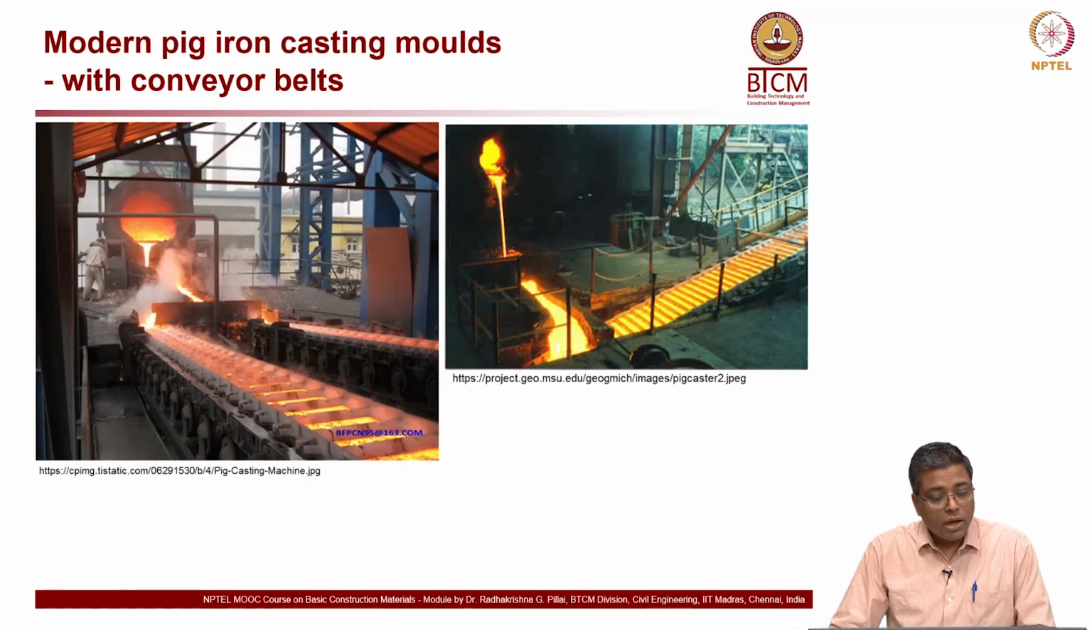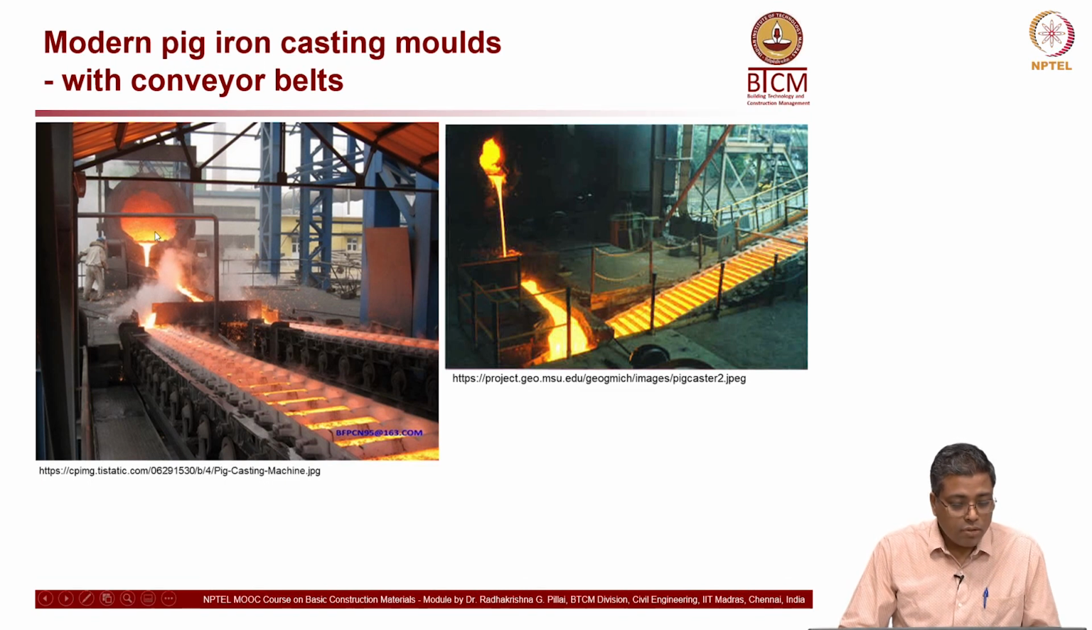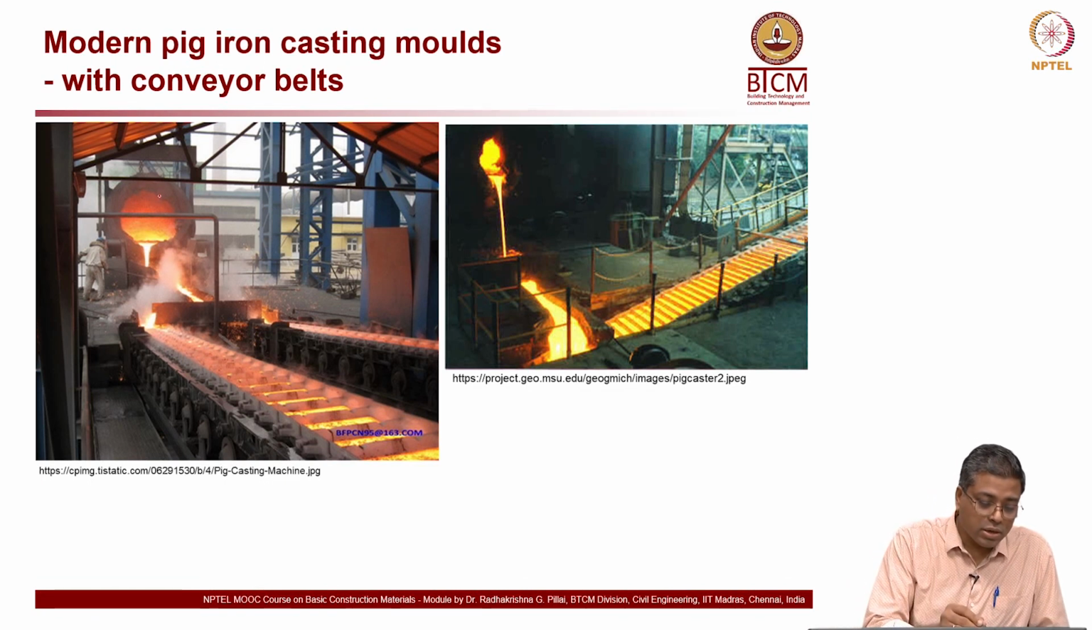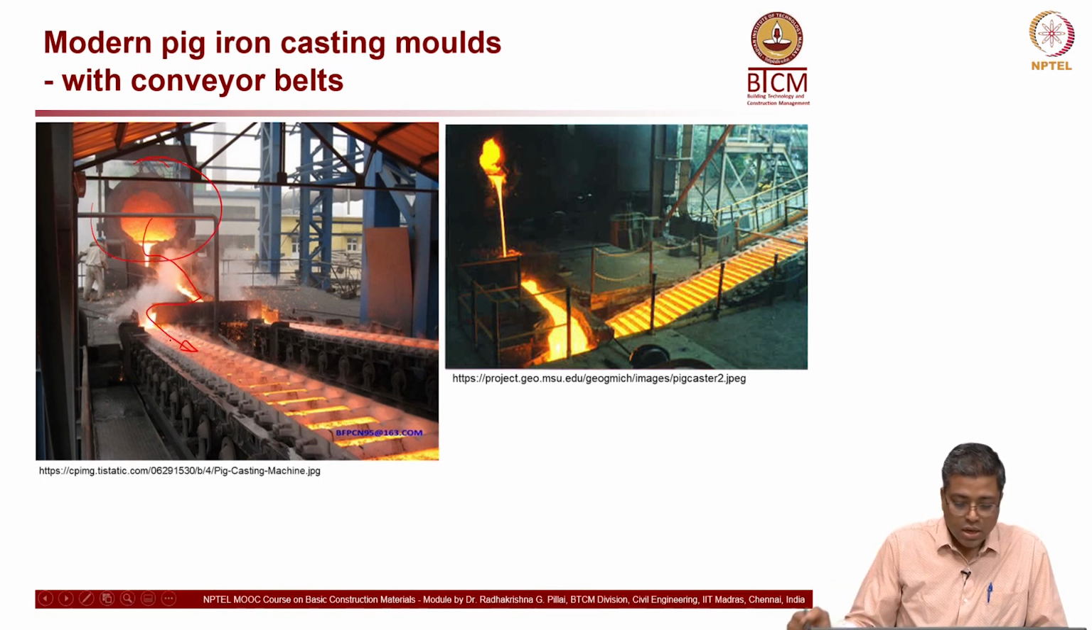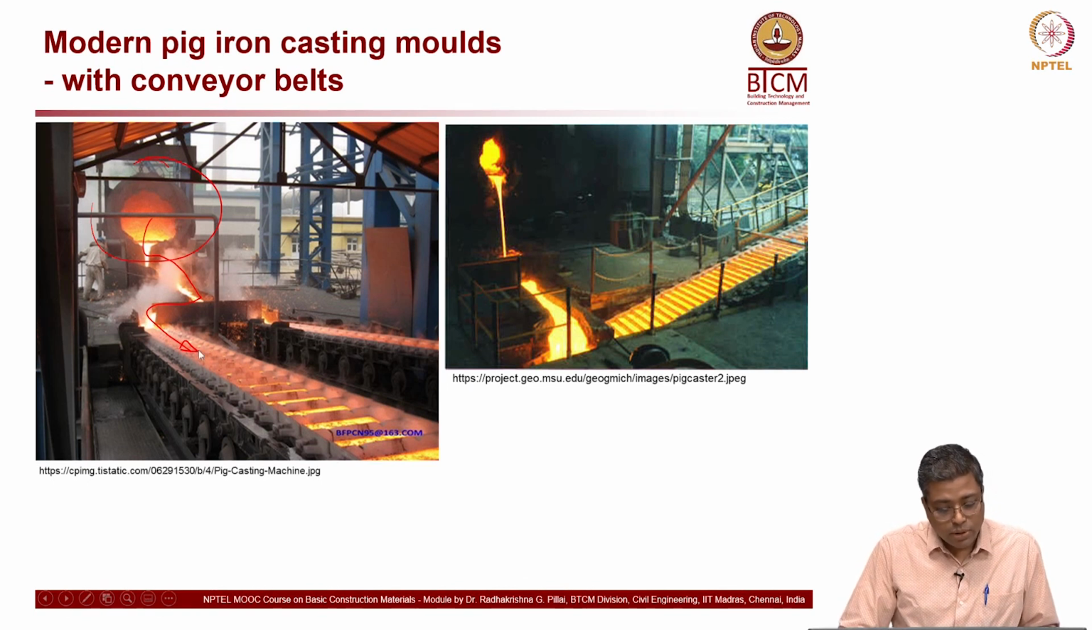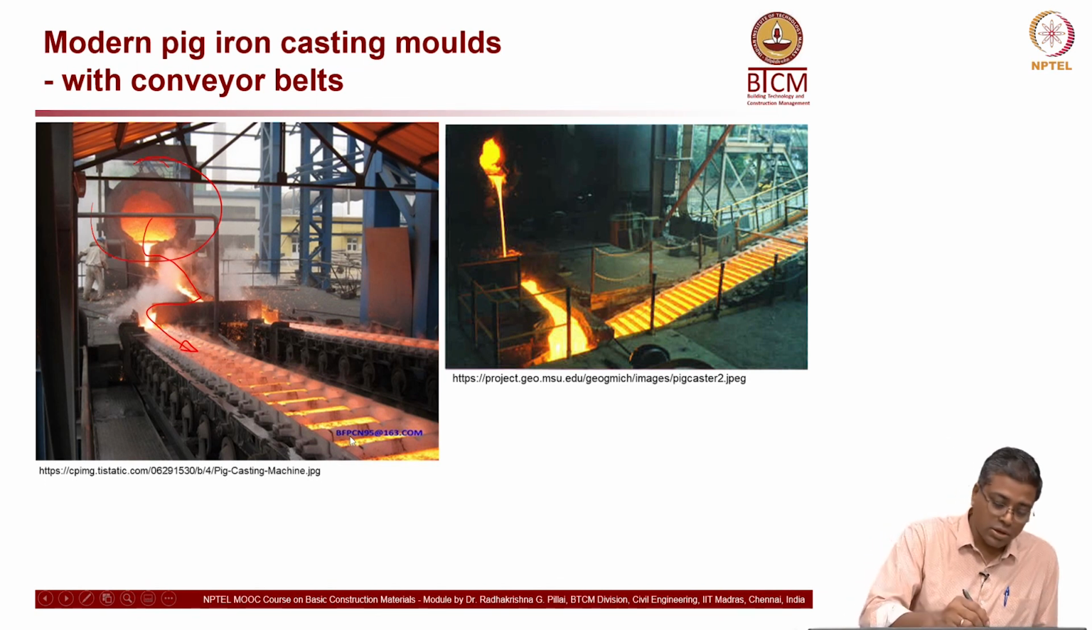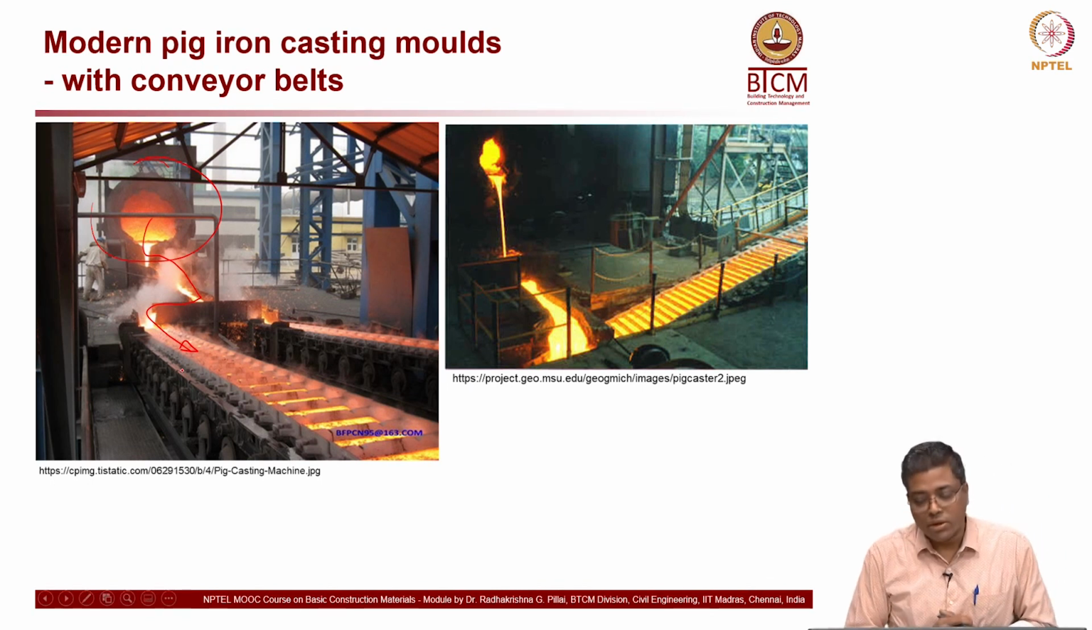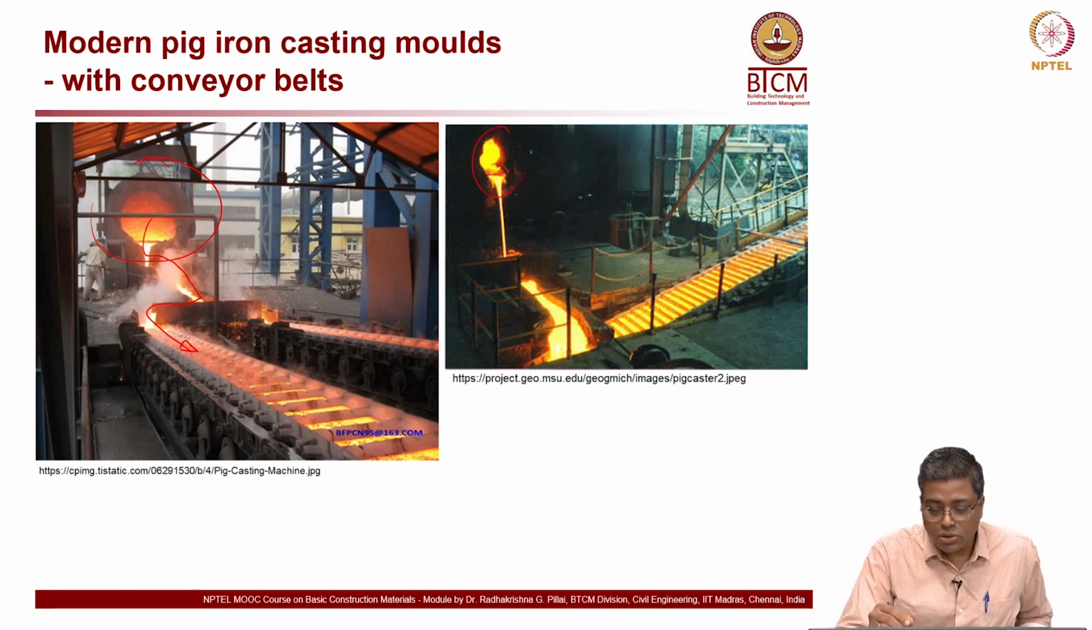Now, this is a modern pig iron casting mold, where again you can see molten material on the left being poured, and then it flows down. Here this is actually a conveyor belt. It is not that this molten material is flowing all the way to here, but rather it takes its position in one of the molds, and then it is transported using a conveyor belt. You can see on the right side picture also, the molten material is poured into this, and then it settles and is taken out using a conveyor belt.